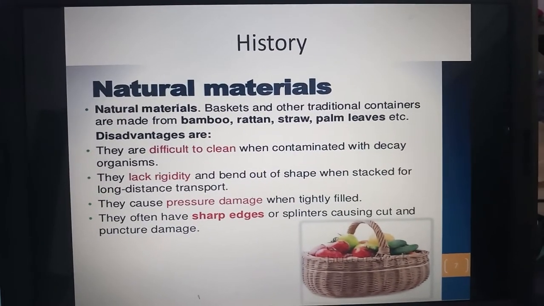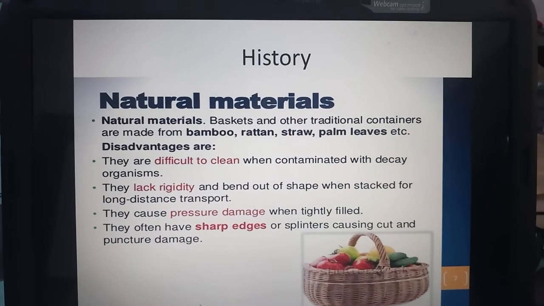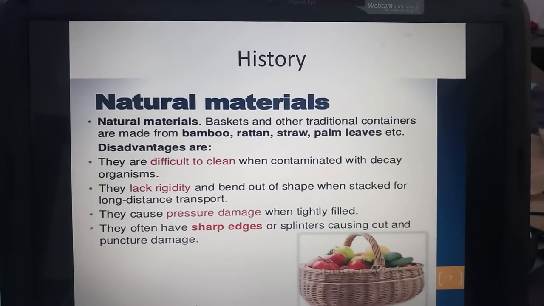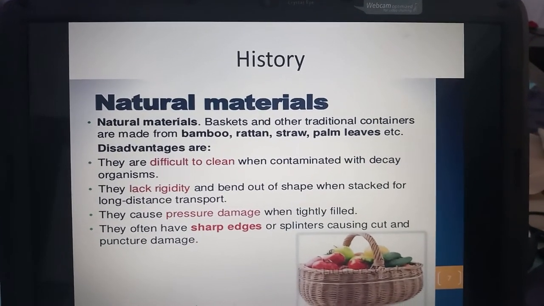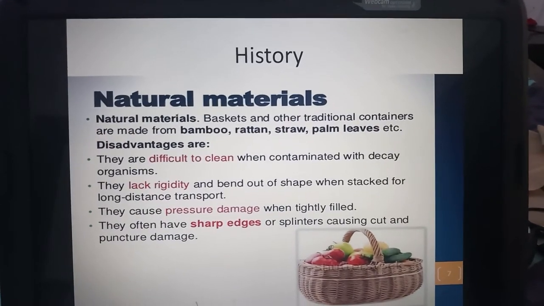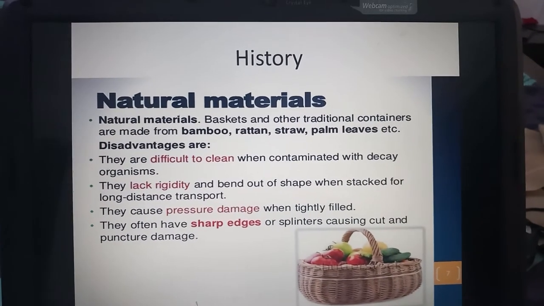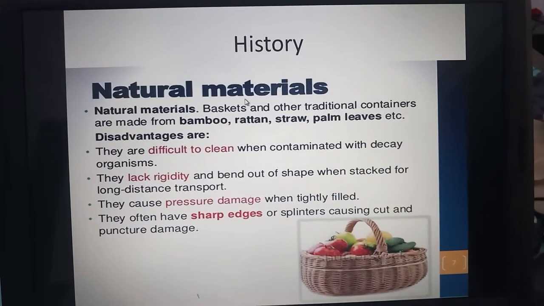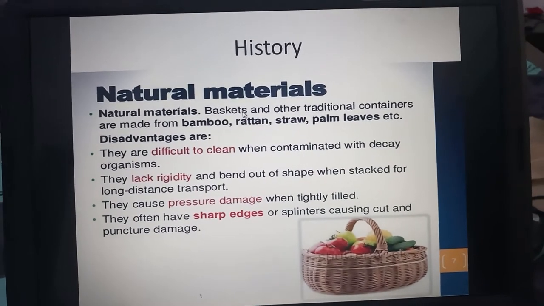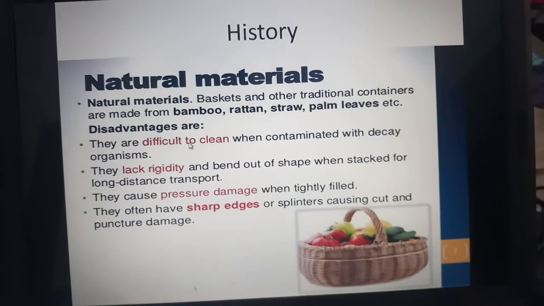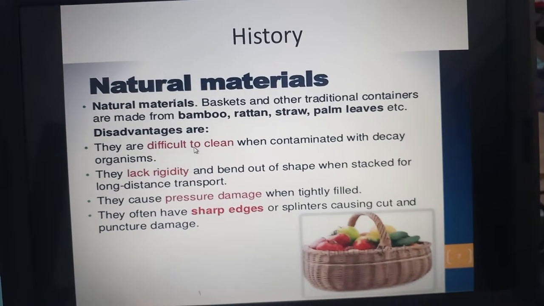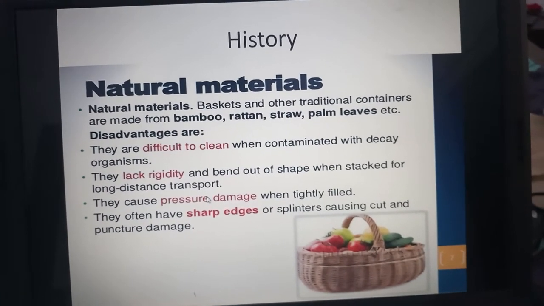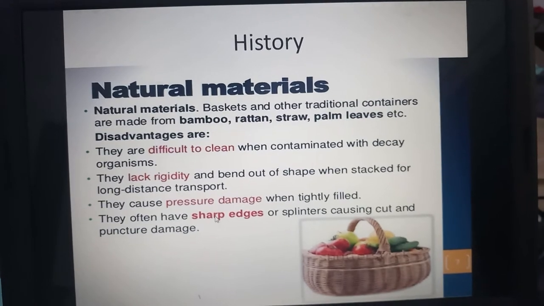Now, first of all, let's discuss the history of packaging. Earlier, when packaging material was not available, the packaging was usually done in natural materials. For example, palm leaves were used. Thereafter, as humans developed, they thought of making baskets out of these products. But there were some disadvantages: it was very difficult to clean these things, there was lack of rigidity, they caused pressure damage when tightly filled, and they often had sharp edges.